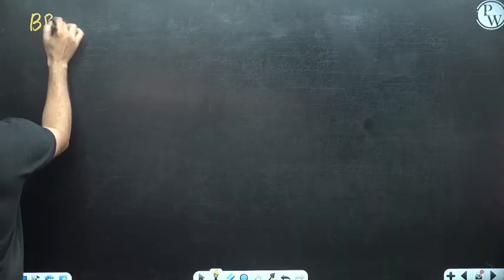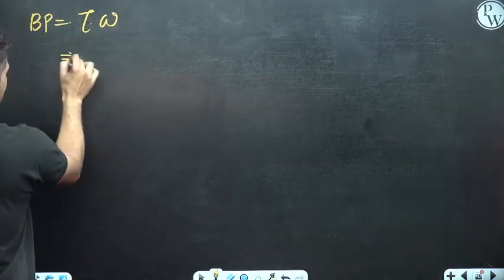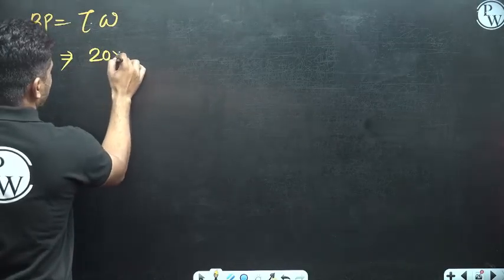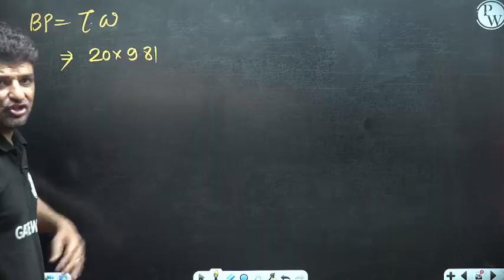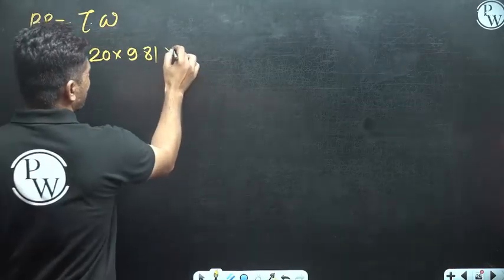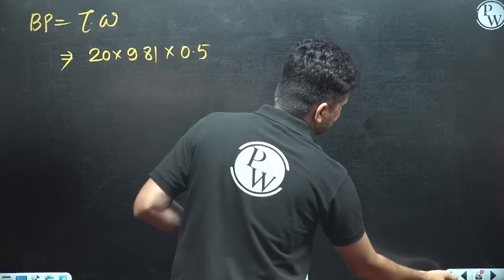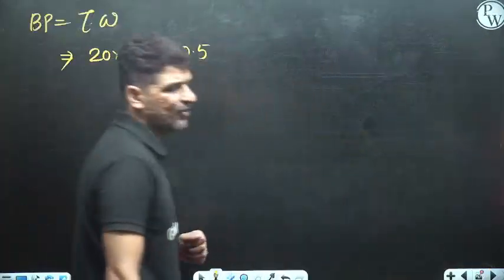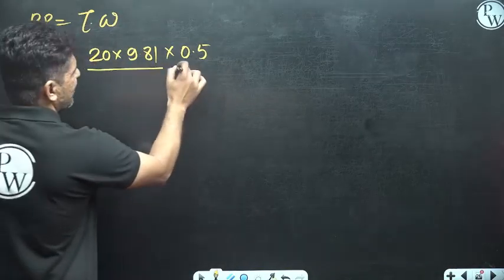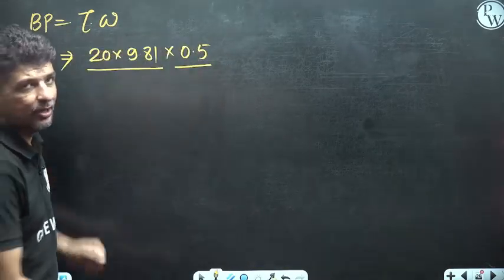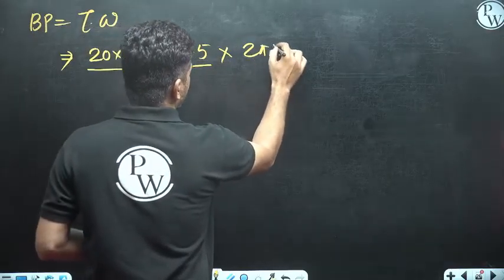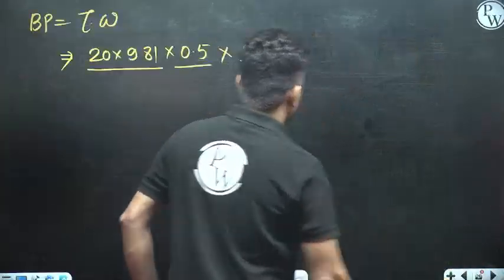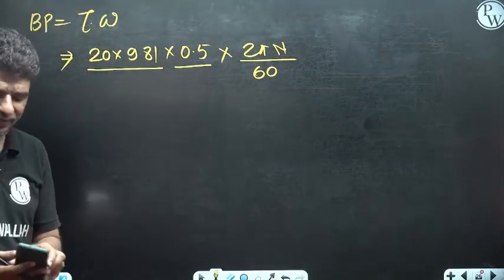Brake power will be equal to torque multiplied by omega, and torque is equal to the load, 20 kg, so 20 multiplied by 9.81. This is your weight W, multiplied by the radius, 0.5. The lever is given as 50 centimeter. For a Prony type dynamometer, this is the weight W and this is the length. That will become the torque multiplied by omega, that is 2 pi n divided by 60, where n is 3000 rpm. From here you can calculate the brake power of this engine.